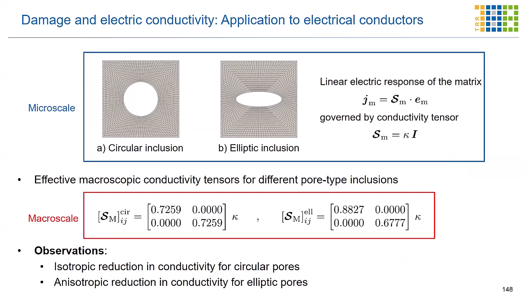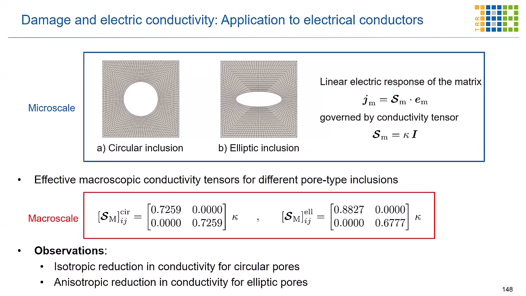In the bulk, a linear response is assumed, such that the electric current density J and the electric field E are related via the conductivity tensor. Here, the conductivity tensor is also assumed isotropic. We can see that we have two different microstructures. Let's try to understand the first example. The initial conductivity of the bulk is assumed to be kappa here. So we have isotropic kappa.